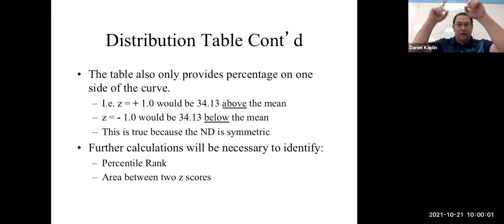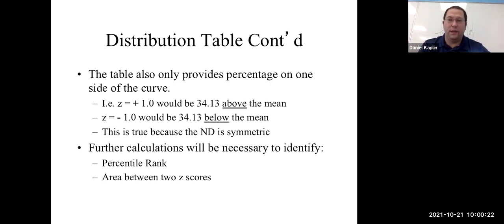Because as I said, the bell curve, as you go further to the tail, fewer and fewer cases occur. All right, so we could use this table to calculate percentile rank, which is at a certain mark. Remember, the definition of percentile rank was the percent of cases that occur at or below a point. And we can also use this table to calculate area between two different z-scores.